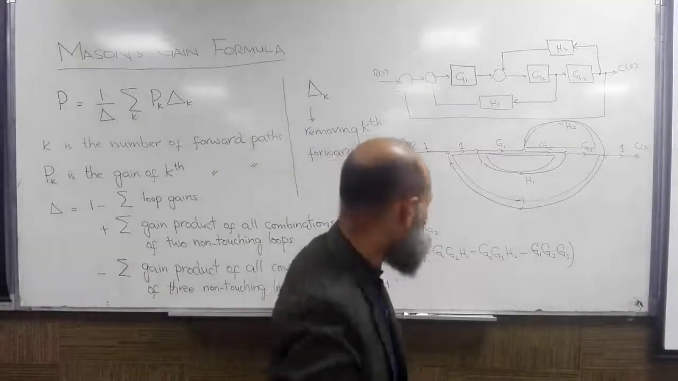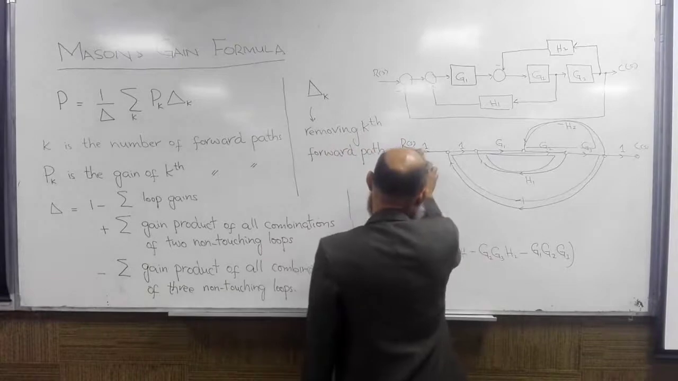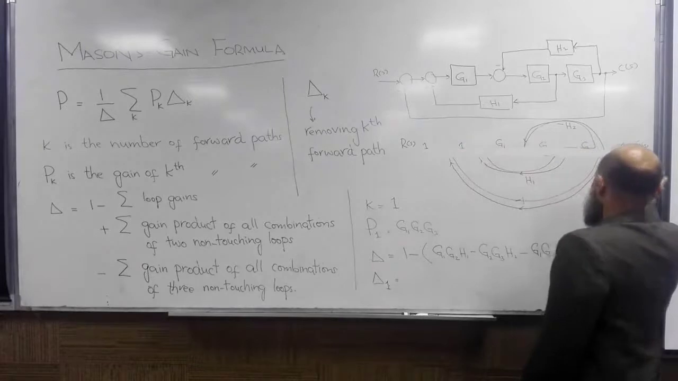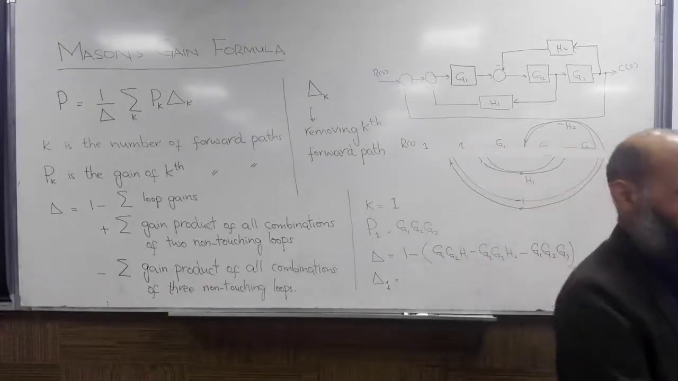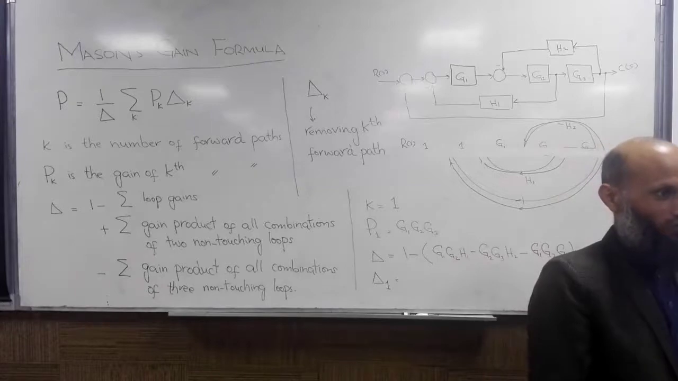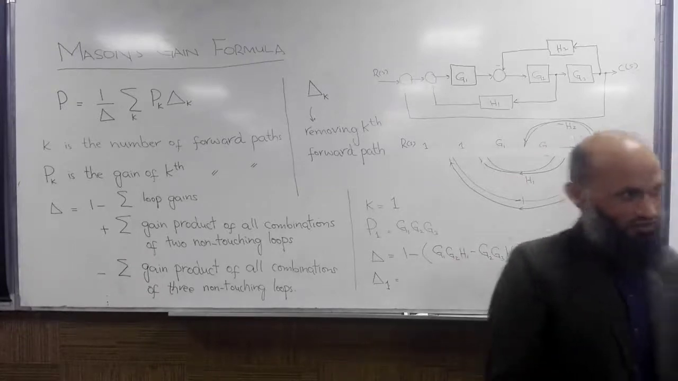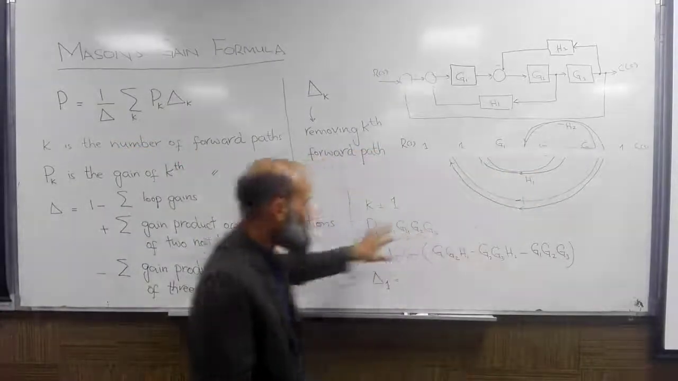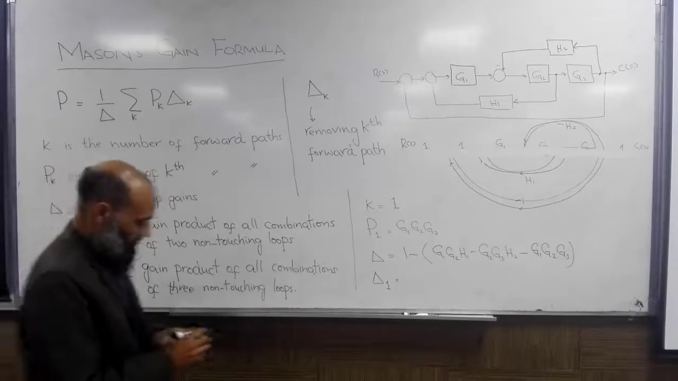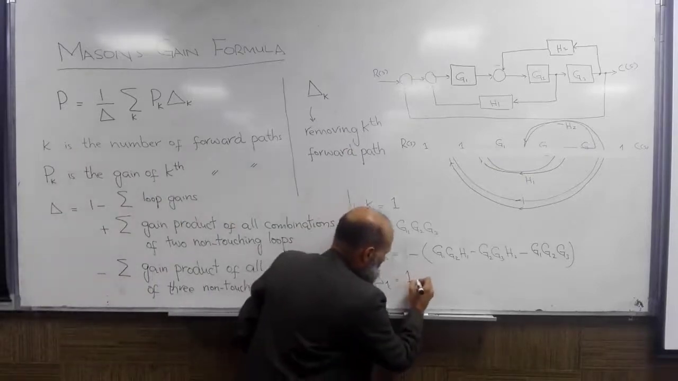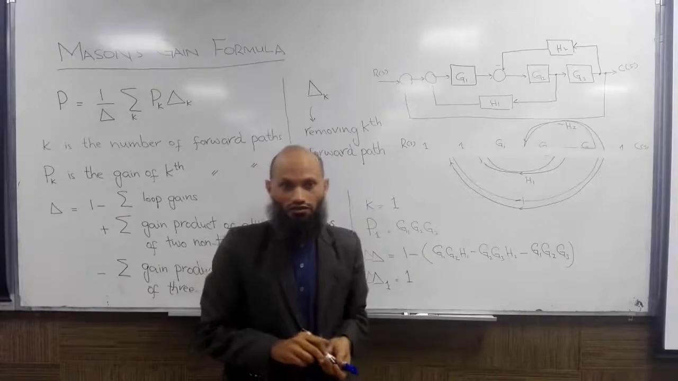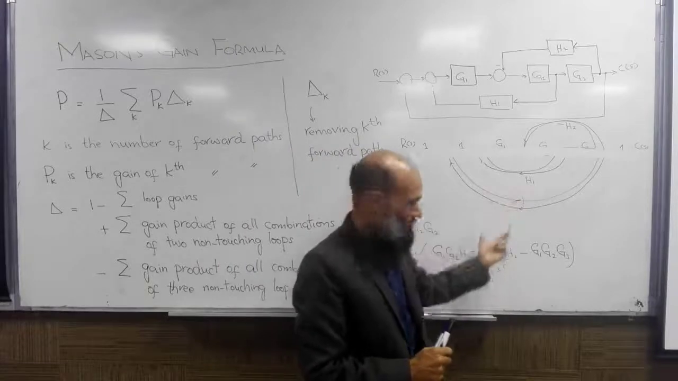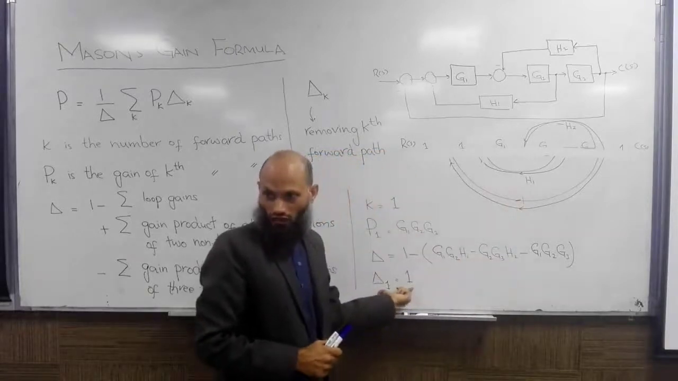If I remove the first forward path from this graph, I have removed this forward path. By removing forward path, we shall remove all the branches and nodes in that particular forward path. So, now we have this signal flow graph, and we use this relation 1 minus, how many loops are there? There is no closed path in this signal flow graph. So delta 1 is 1.